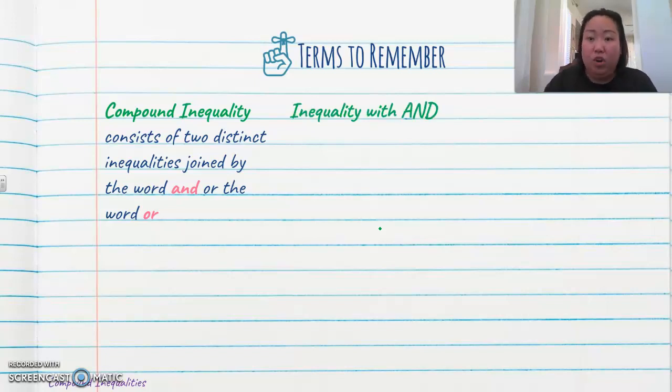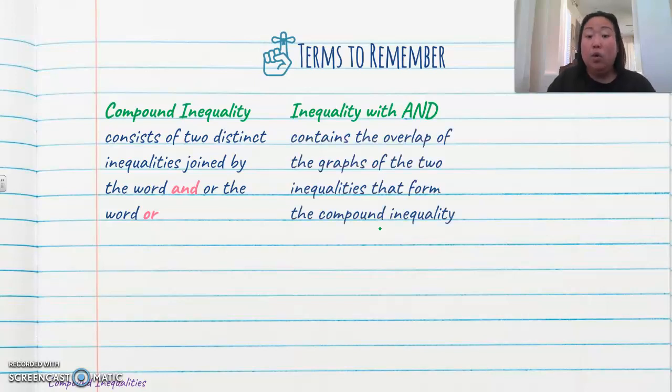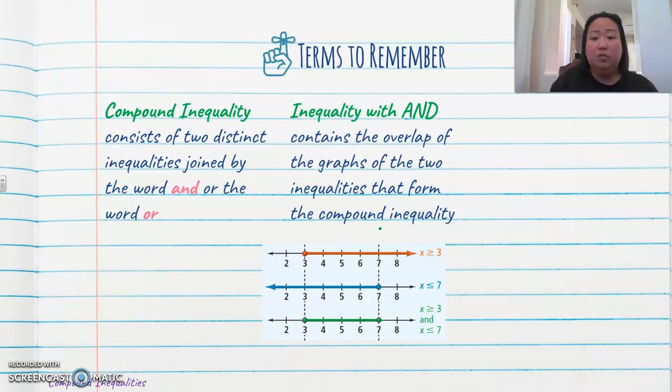Inequality with the word and contains the overlap of the graphs of the two inequalities that form the compound inequality, okay? So this is an example of an inequality with the word and: x is greater than or equal to 3 and x is less than or equal to 7. Greater than or equal to 3 is anything to the right of 3. Less than or equal to 7 is to the left of 7. And so you will see that the overlap of these two graphs happens between 3 and 7. So that's how the graph of an inequality with the word and looks.